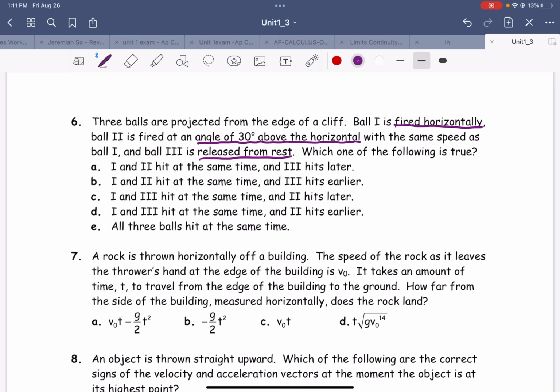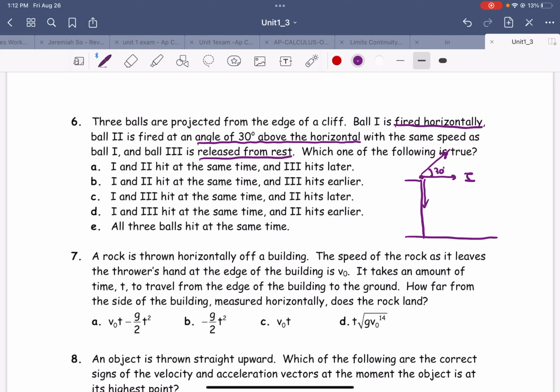Okay, so let's just draw out the situation here. So you have 3 balls. Fire horizontally first, so the first one goes this way. And then the second one is at 30 degrees like this way, same magnitude, but 30 degrees. The other one just falls without any speed. Now, which one is true? When you read the answer choices, it asks which one hits earlier or later, or maybe at the same time.